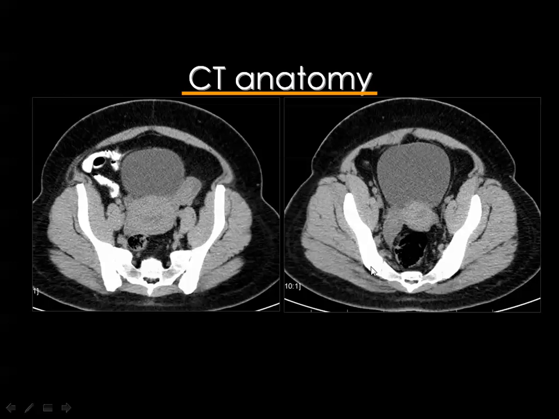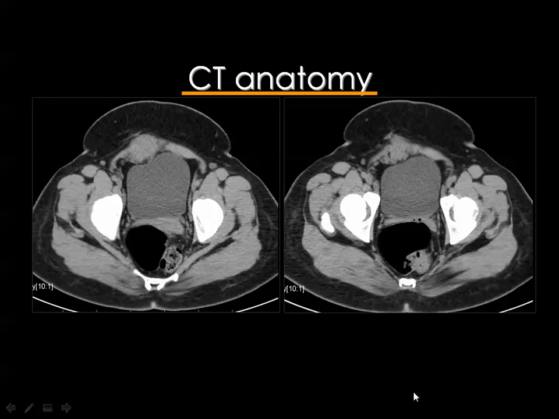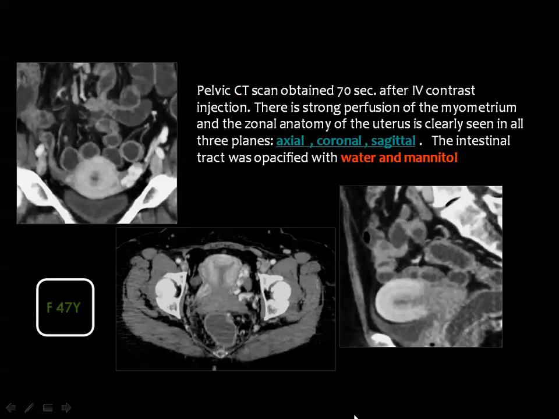And many times you can see the ovaries by CT, which are better delineated, of course, by MRI. This is the left ovary and this is the right one. And lower down you reach the vaginal vault. This is the urinary bladder and the rectum. And here is the vault of the vagina.